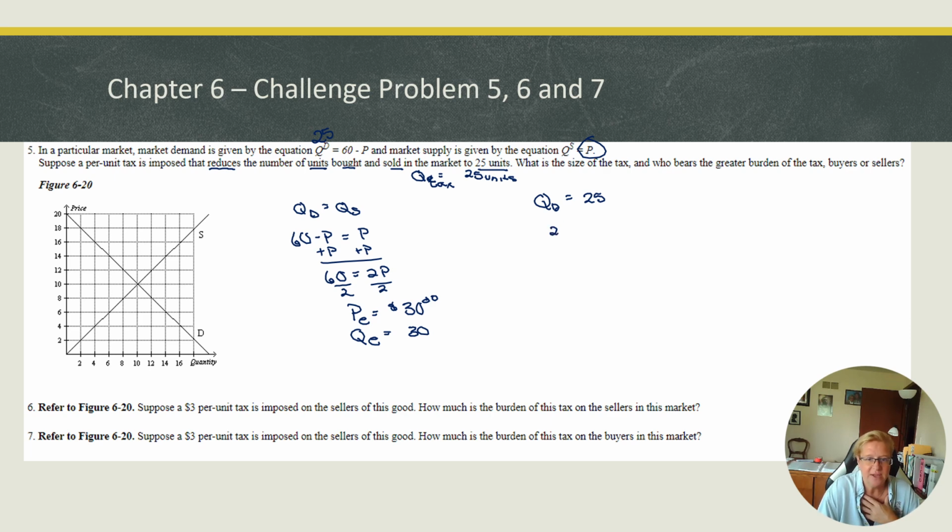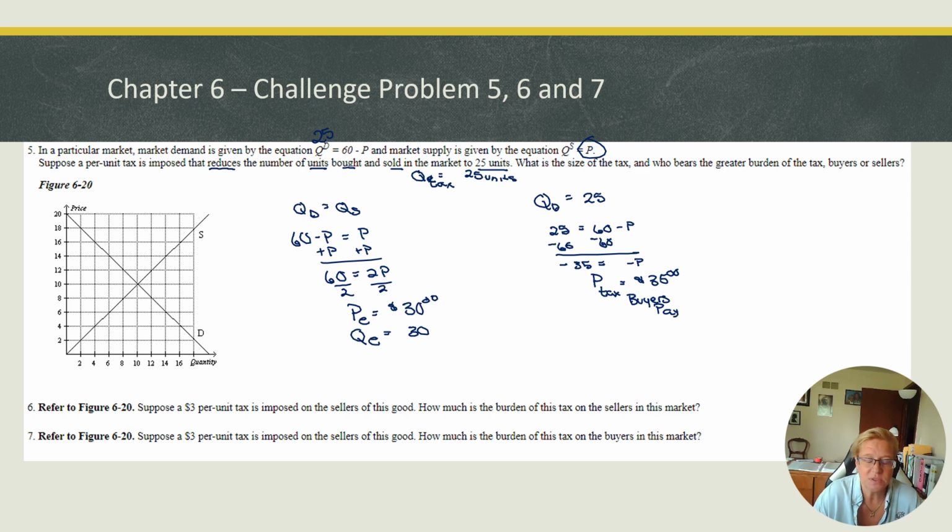So I have 25 equals 60 minus P. I'm going to subtract 60 from both sides. I end up with negative 35 equals negative P. Multiply both sides by negative 1, and I get P with the tax is equal to 35. This is the price that buyers pay.